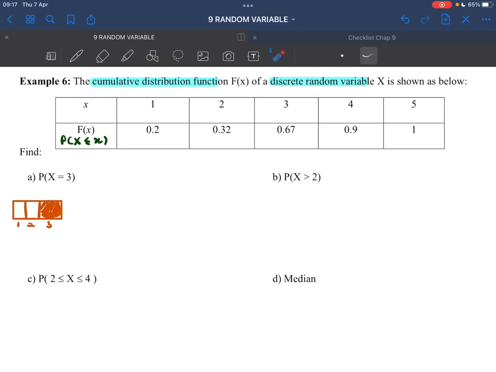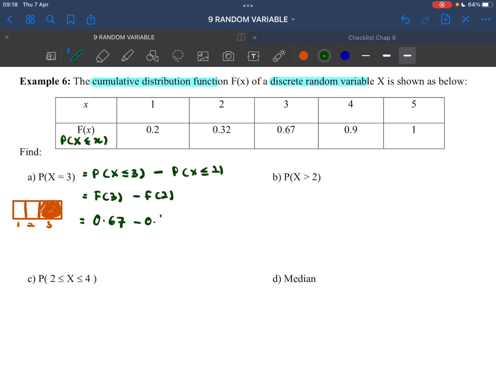So what we are going to do is take everything from 3 and below, which is P(X ≤ 3), and minus what we don't want here, P(X ≤ 2). Why are we doing this? Because the definition for cumulative is X less than or equal to, so we have to change. So straight away F(3) minus F(2). We are just going to take this one here, this is your F(3), and this is your F(2). So just substitute 0.67 minus 0.32, you are going to get 0.35.